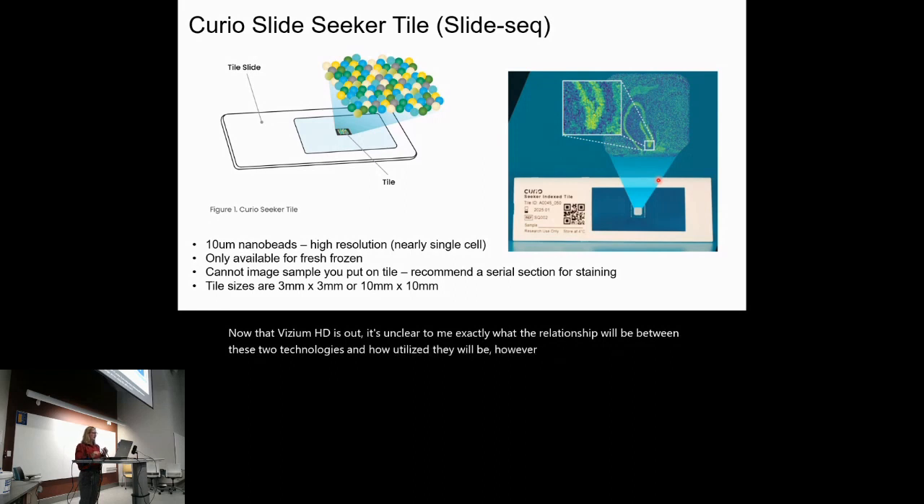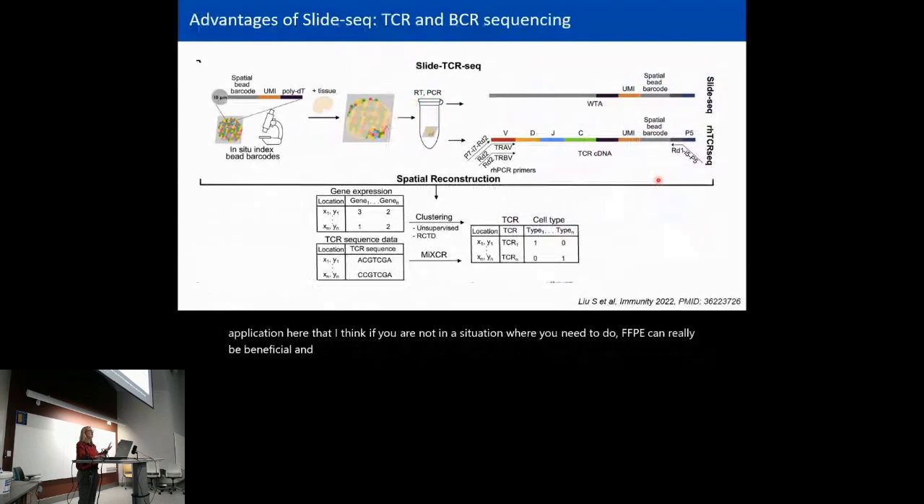However, I will say that there's one application here that, if you are not in a situation where you need to do FFPE, can really be beneficial, and that's thinking about TCR and BCR sequencing, right? So for those of you who are interested in immune cells, T cells and B cells, each of those cells have individual T cell receptors and B cell receptors that actually function like individual barcodes for those cells. And when they get activated, they clonally expand, and you can actually determine whether a cell has seen its antigen and expanded in a tissue space, and its relationship to each other, using those TCRs and those BCRs.